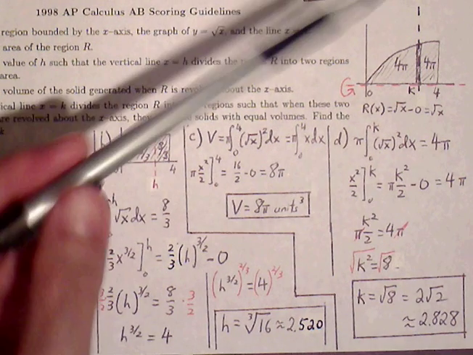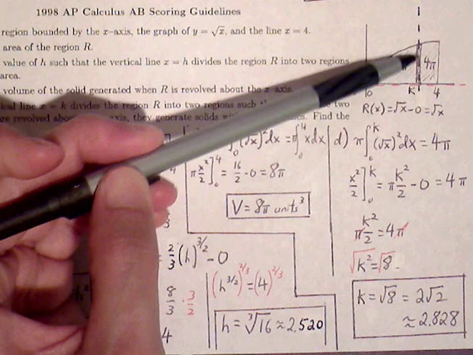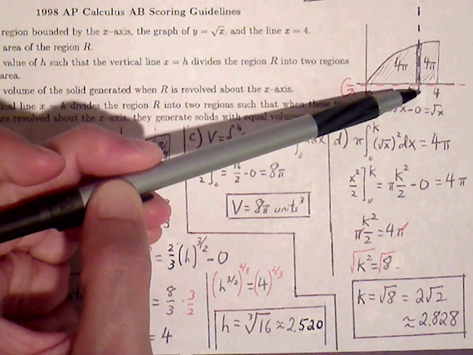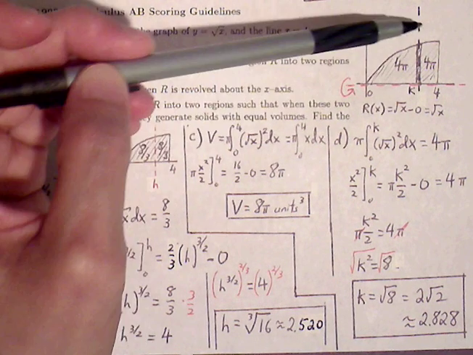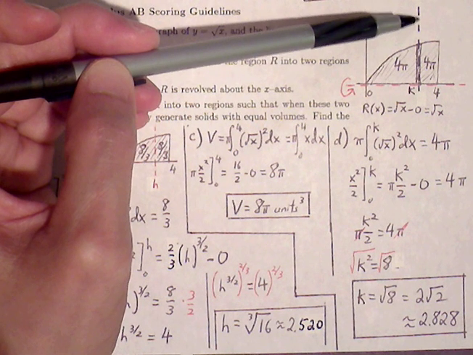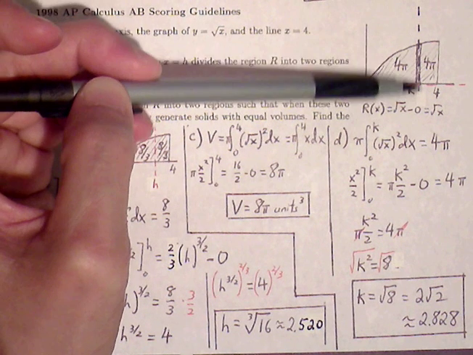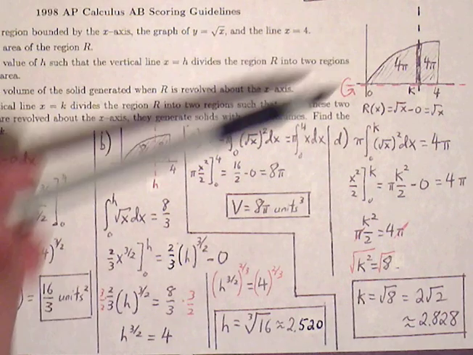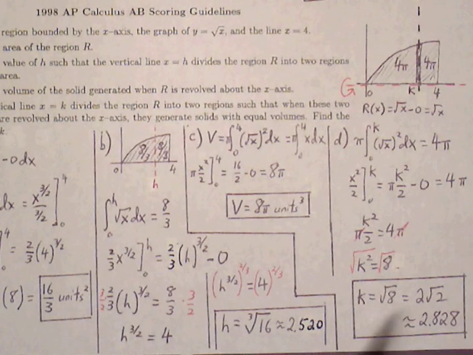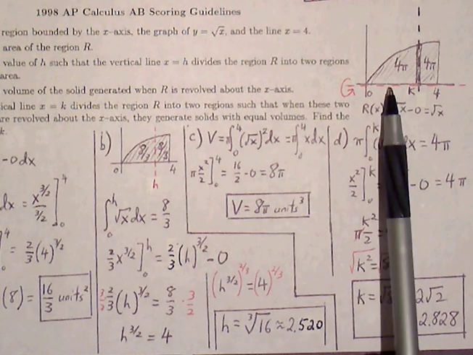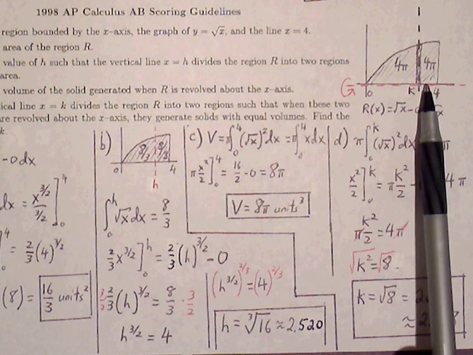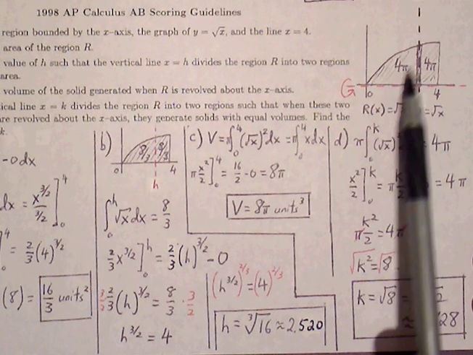So we're trying to find out where we can draw that line, where we can split this solid so that we get equal volumes on both sides. And we know that the entire volume is 8 pi, so one region must be 4 pi and the other region must be 4 pi. So we can simply solve for this problem.